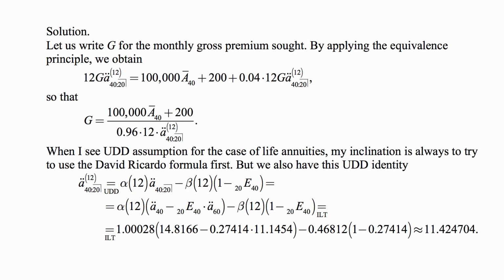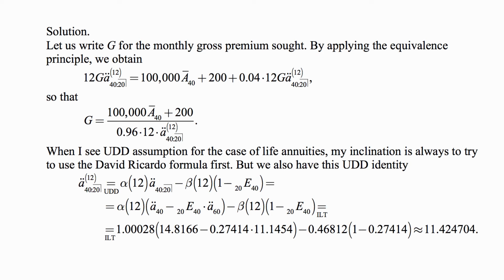And now every single thing that you see there is in the table. So we looked them up in the illustrative life table. The alpha and beta are at the very end with the illustrative service table and some interest rate functions. And we plug all the numbers in and we get approximately 11.424704. Now remember, this is just the annuity that corresponds to how the premium is paid that we calculated here. We need to plug it into the formula for G in just a moment.